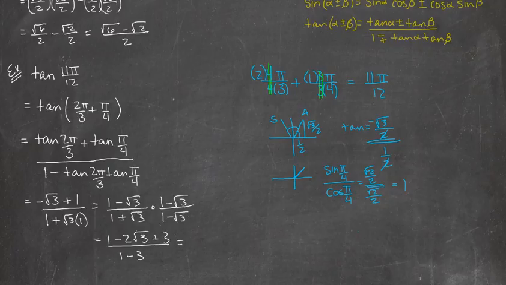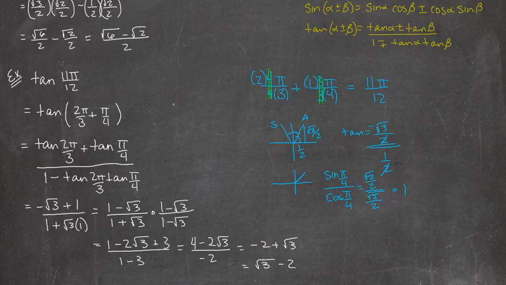Let's clean this up. 3 plus 1 is 4 minus 2 root 3 over 1 minus 3 is negative 2. Reduce, I get 4 divided by negative 2 is a negative 2. Negative 2 divided by negative 2 plus root 3, and then I can write it either way. Root 3 minus 2. Either way is fine.